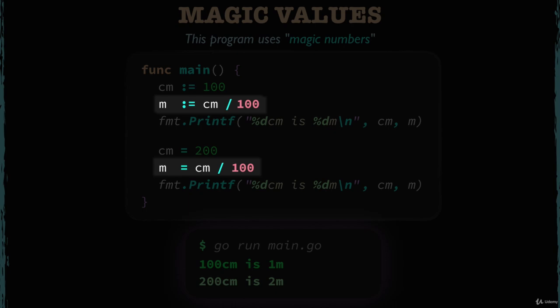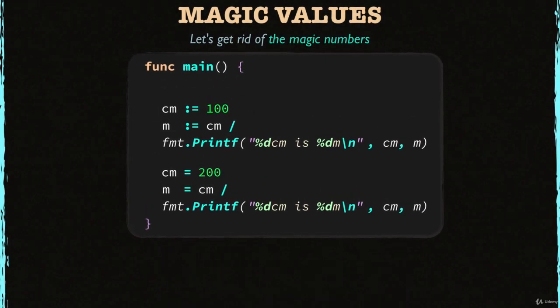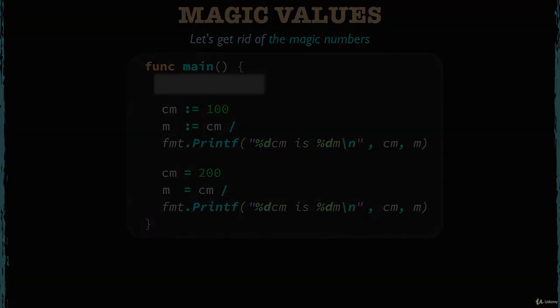So what can you do? Well, you can replace them with named constants. Let's do that now. Let's declare a named constant that will represent the magic values. I'm going to type const. Then I'm going to declare the name of the constant, meters. As you can see, in Go, you don't need to type constants with capital letters. In other languages, they're usually named in all capital letters, but we type them just like any other name.